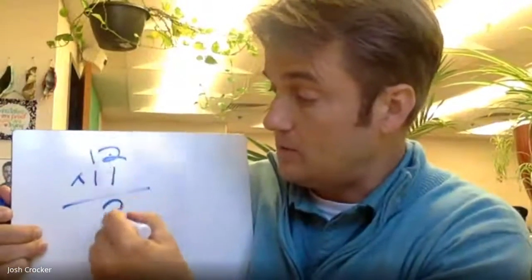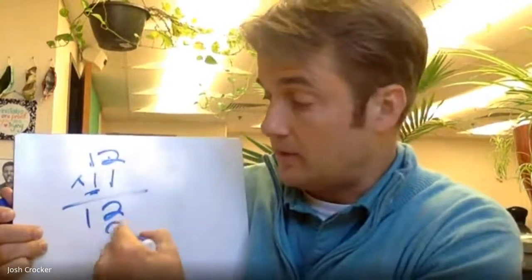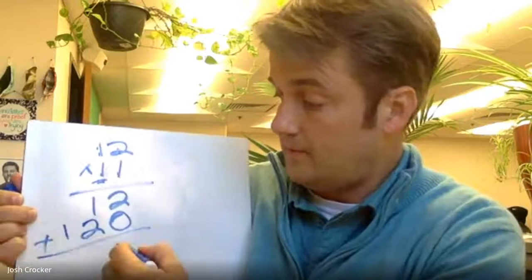Okay, traditional method. Same problem. 12 times 11. First step is to multiply out the ones place. 1 times 2 is 2. 1 times 1 is 1. Okay. Then before we multiply out the tens place, we put a placeholder 0. 1 times 2 is 2. 1 times 1 is 1. We add it up. Same answer.